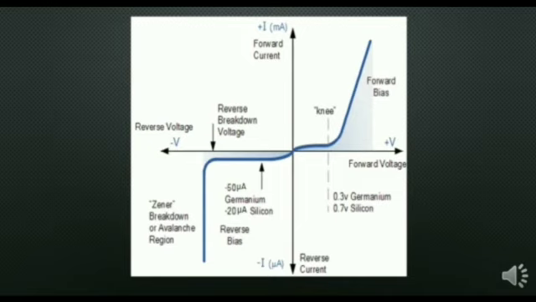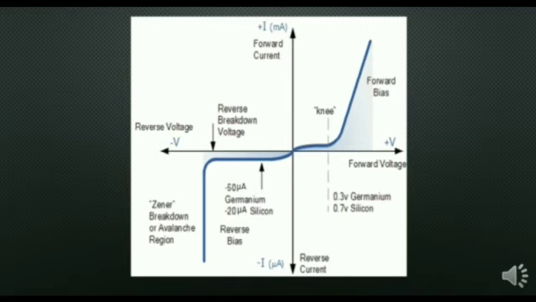The positive and the negative side of the axis do not have the same scale. That is, you can see that in the positive y-axis we have milliammeter, while in the negative y-axis we have microammeter. Using this VI characteristics of the diode, we can find the voltage and the current flowing through the diode, and also we can analyze the circuit containing the diode.